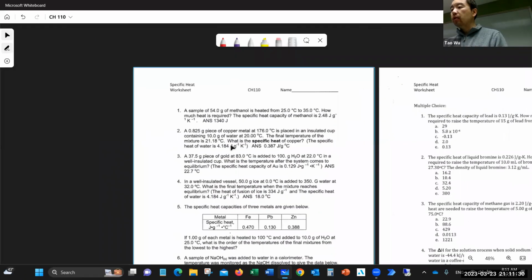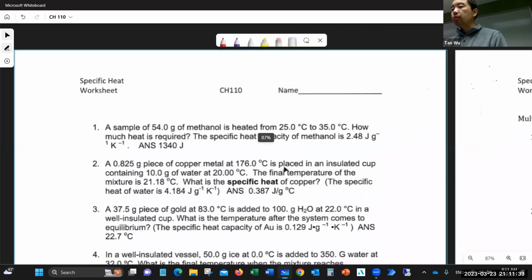Now we can use this equation to do some practice. This is the study guide. We already have the study guide here, so tap on the study guide. Okay, so now the first one, let's look at it.